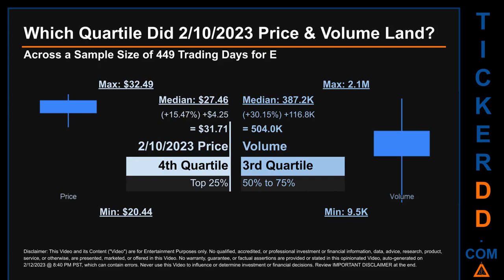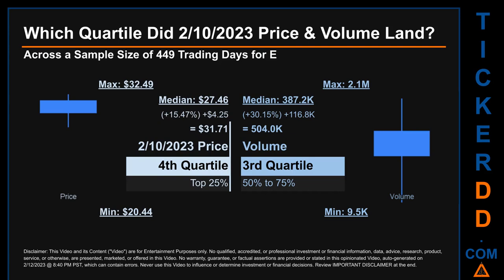Which quartile did the 10th of February 2023 price and volume land? Across a sample size of 449 trading days, the maximum end of day price for E was $32.49 while the minimum was $20.44. Within that price range, the 10th of February 2023 price, of $31.71, landed within the 4th quartile, meaning that it was within the top 25% of all sampled end of day prices. The day's volume landed within the 3rd quartile, that is within the 50% to 75% range of all sampled daily volume, which saw a max daily volume of 2.1 million and a minimum of 9.5 thousand.